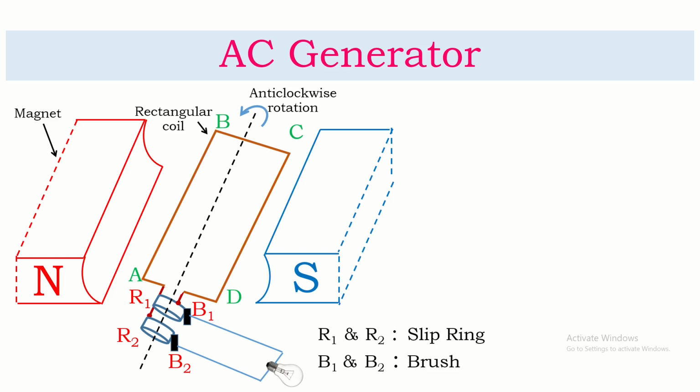AB, because of the magnetic lines of force passing from north pole to south pole of the magnet, and CD also, in half rotation, CD cuts the magnetic lines of force in the upward direction, and AB cuts the magnetic lines of force in the downward direction. And whenever magnetic lines of force are cut by the coil, then EMF is induced in the coil, and we can get electric current.